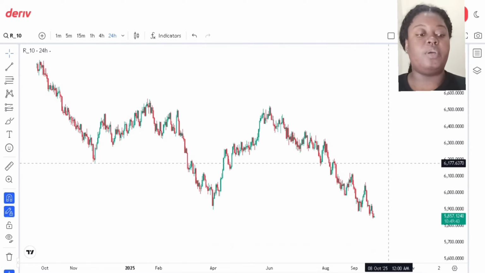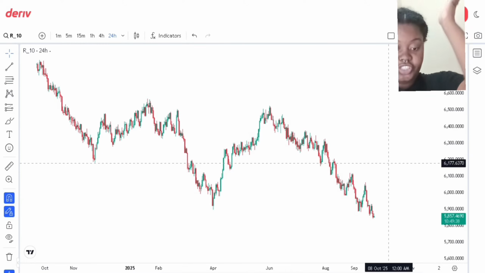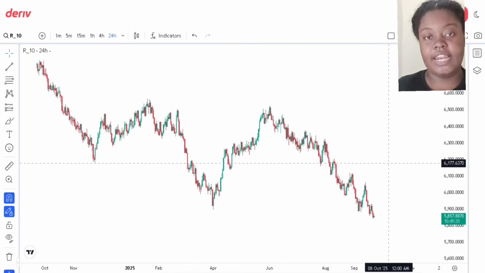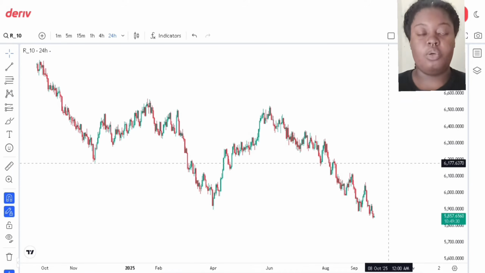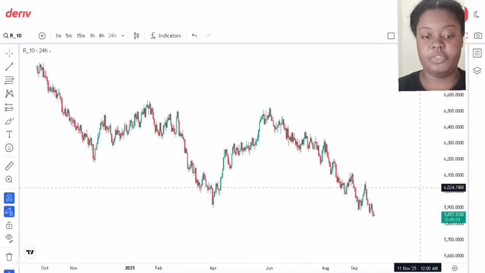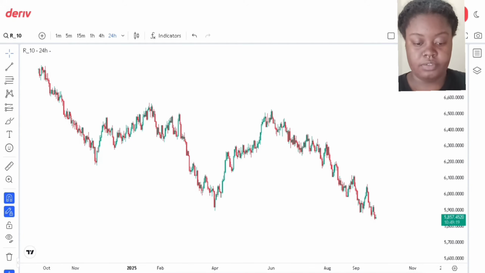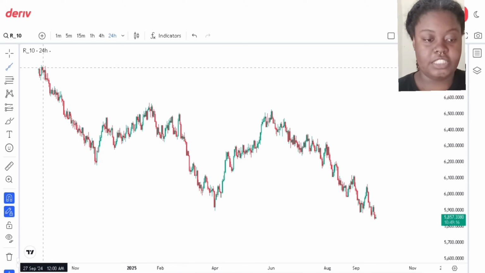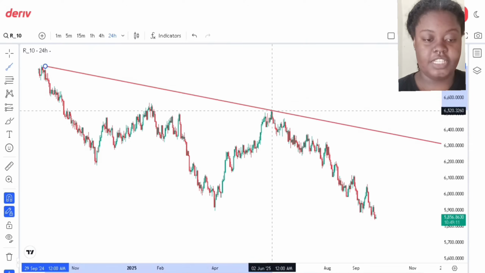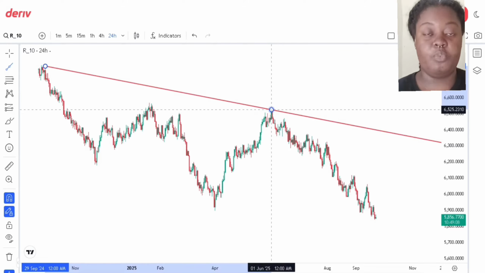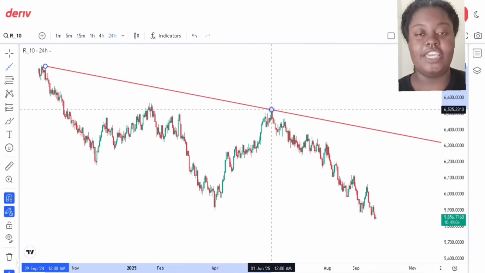All right. So clearly, what we can see here, volatility 10 is in a downtrend. It's bearish. Wherever we can draw our trend lines to really outline the directional move, we come in with our trend lines so we can always keep in mind that the market is in a downtrend. Let's come in with our trend lines on the 24-hour time frame. We can start from the highest point on the chart. Let's start with this candle. Ensure that you're using the wicks.